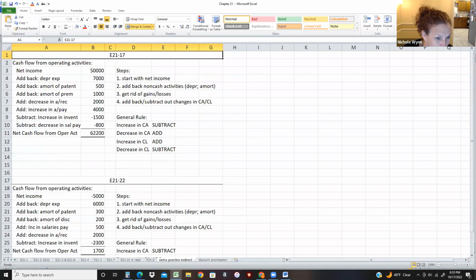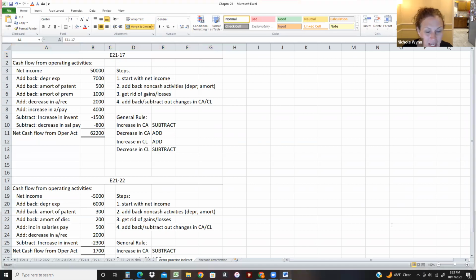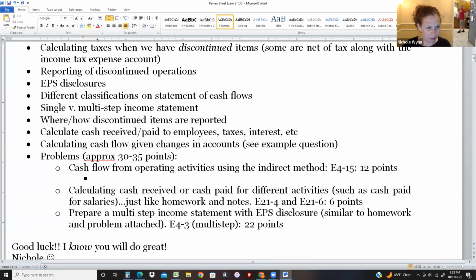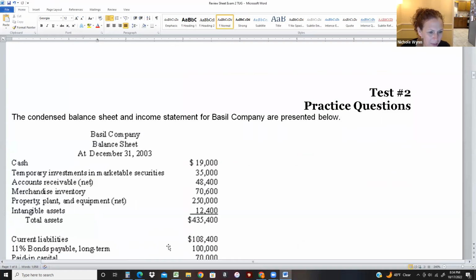So if you want to practice for that 12-point problem, go back to the exercise I referred you to, which was 415. But you can also practice E2117, extra practice, E2117, and E2122. And the solutions to that are posted out in Moodle for you. So you can actually practice that if you want to. And I think those were both good practices. So we have our 4 special steps and we have our general rule. Okay, so you can practice those. And so I think that that's everything. I feel confident that you guys are going to be fine now.